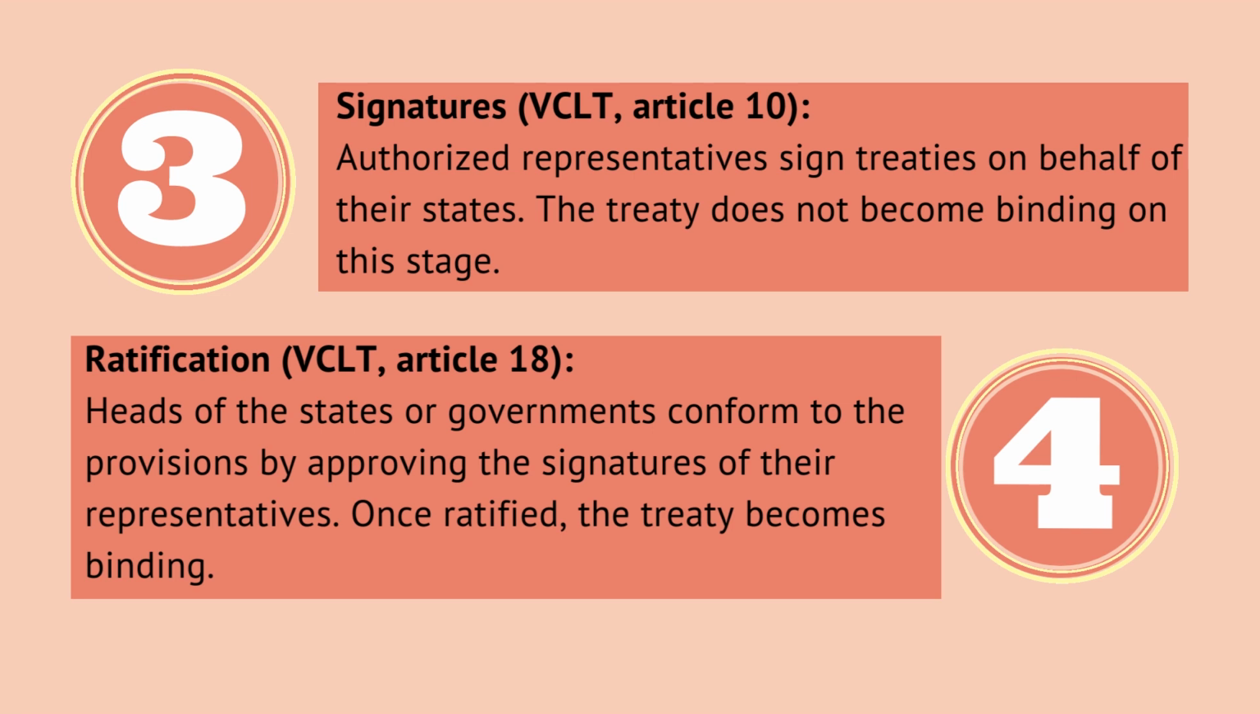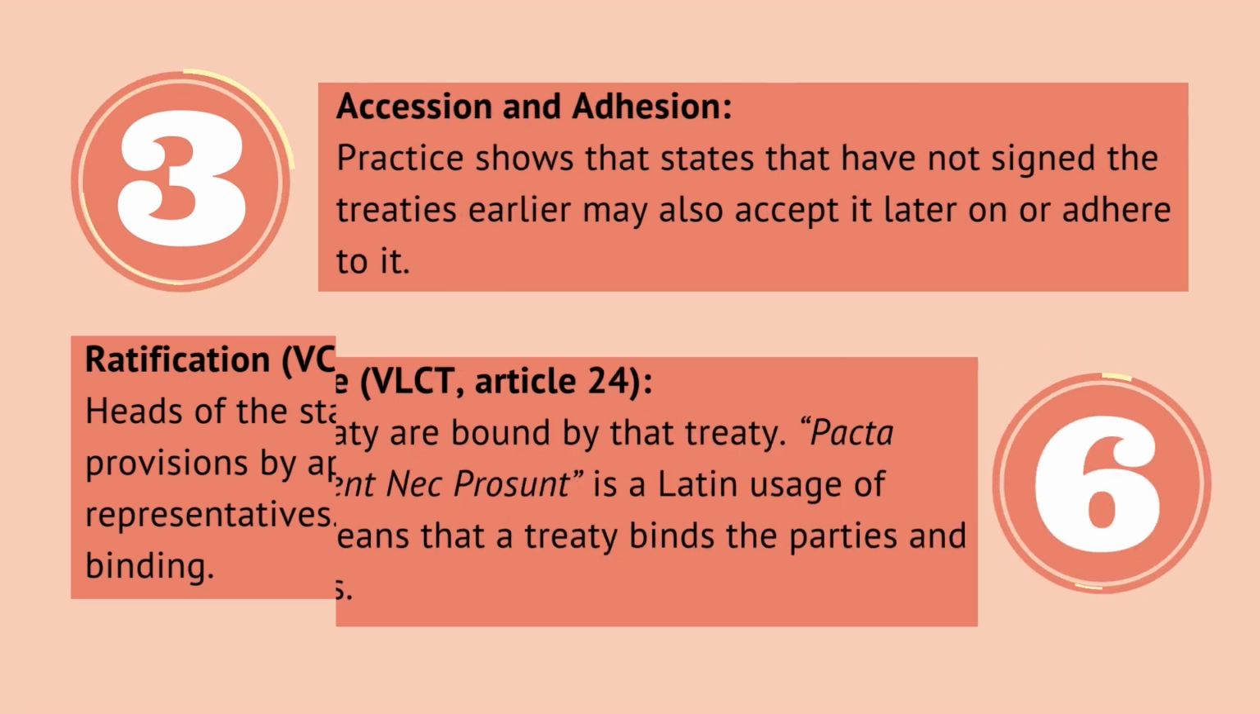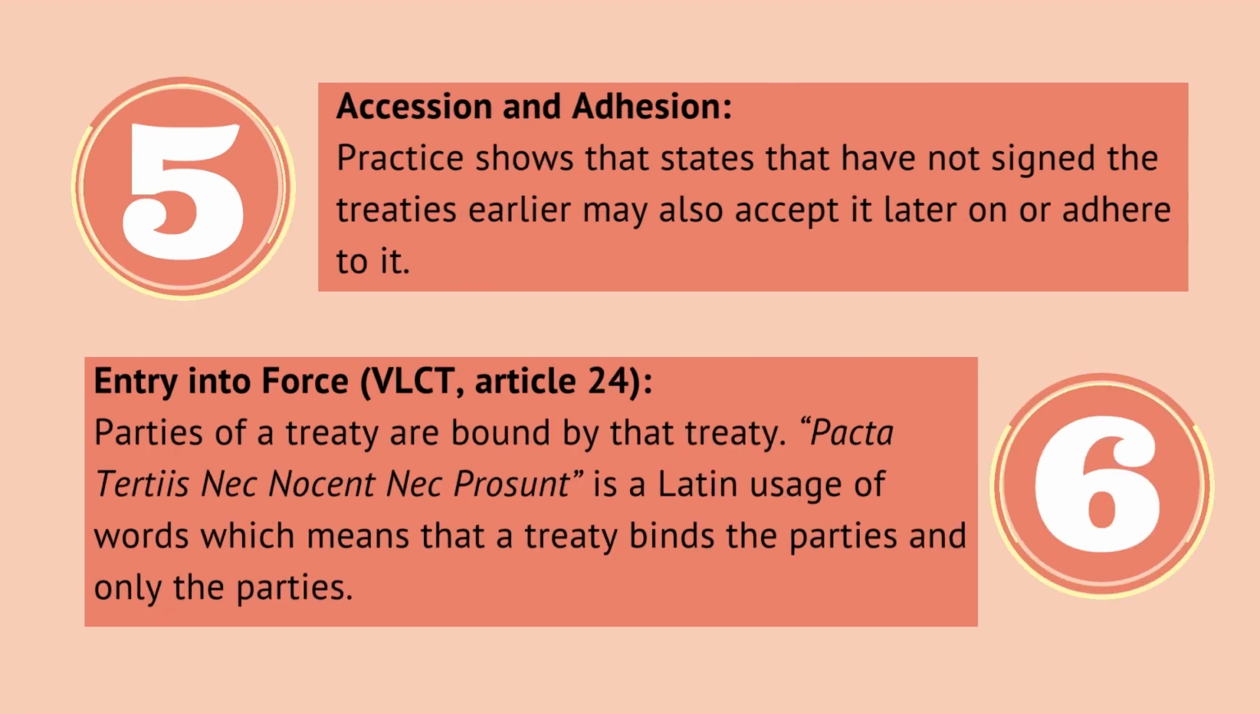The treaty does not become binding at this stage. Number 4. Ratification, VCLT, Article 18. Heads of the states or governments confirm the provisions by approving the signatures of their representatives. Once ratified, the treaty becomes binding. Number 5. Accession and adhesion. Practice shows that states that have not signed the treaties earlier may also accept it later on or adhere to it. Number 6. Entry into force, VCLT, Article 24.